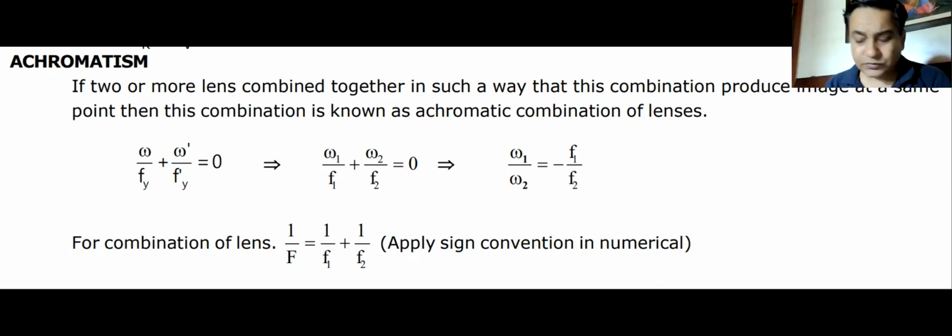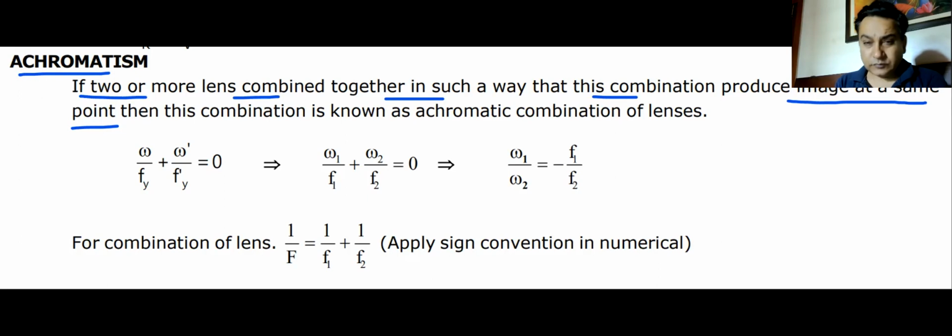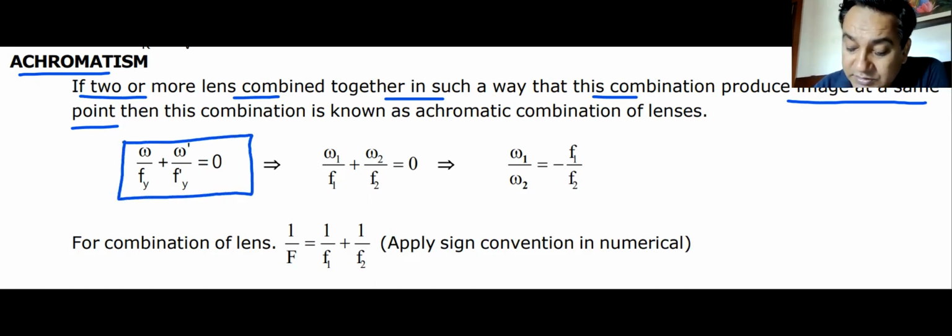Similarly, if you combine two lenses, you can get rid of this chromatic aberration. This phenomenon of correcting this defect, or not producing this defect, where different lights get focused at different points, is known as achromatism. If two or more lenses combine together in such a way that the combination produces the image at the same point, violet and red get produced at the same point, that means white light remains white light. This phenomenon is known as achromatism.